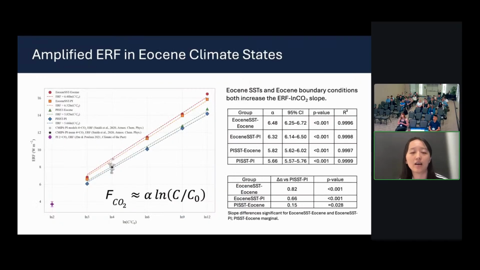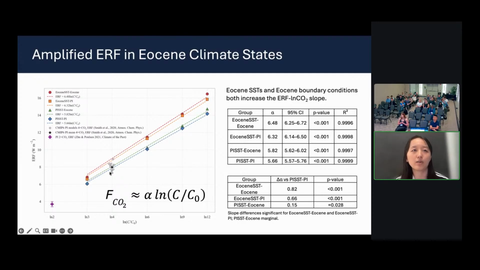Here are the main ERF results. Across our 4 experiment groups, ERF increases almost linearly with log CO2, but the slope depends on the background climate state. And here, apparently, the Eocene cases show systematically larger slopes than the pre-industrial cases.